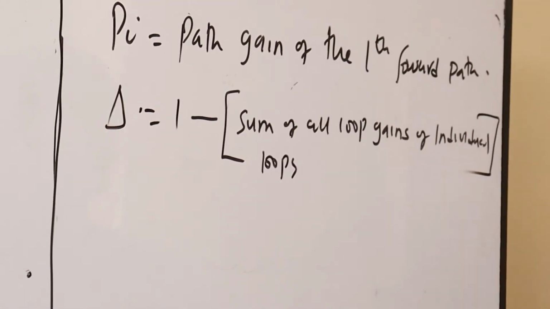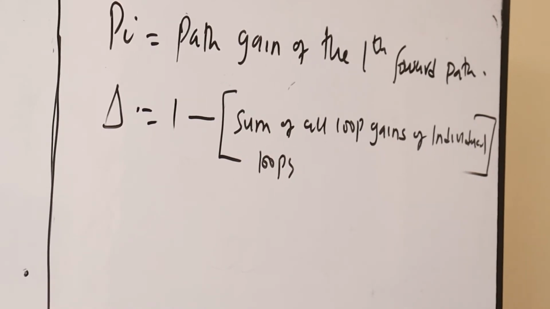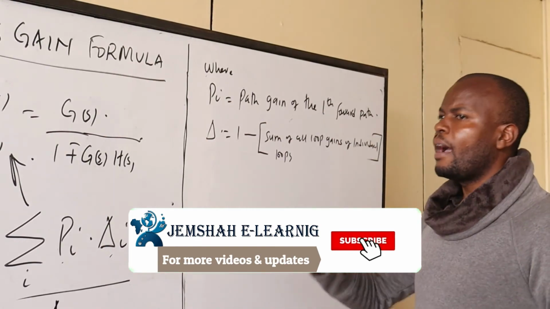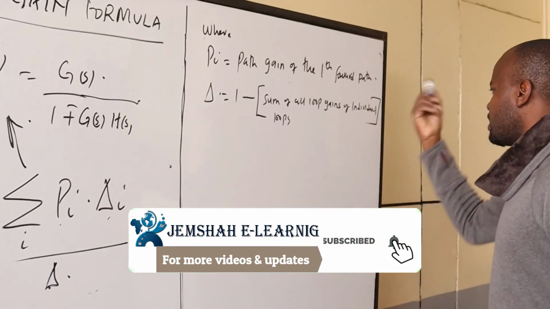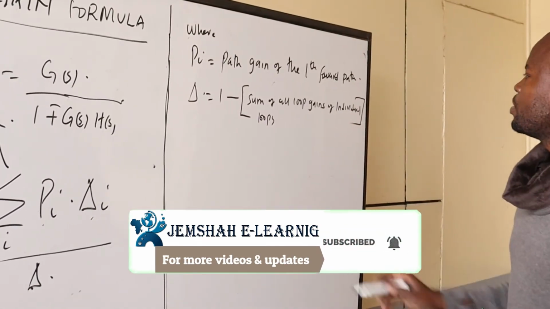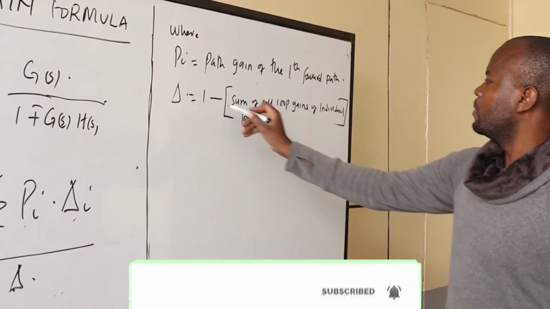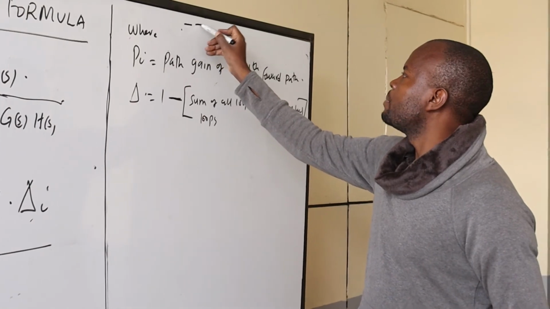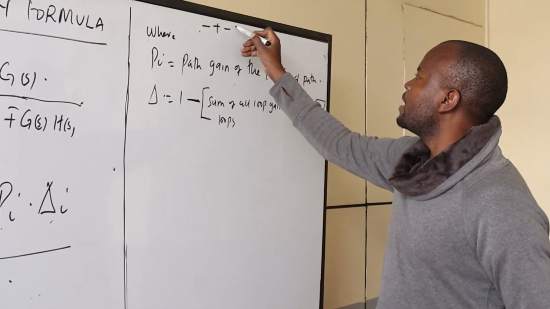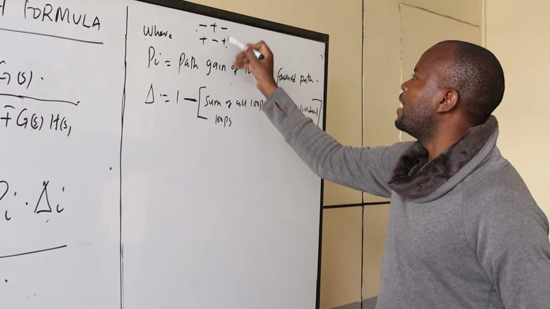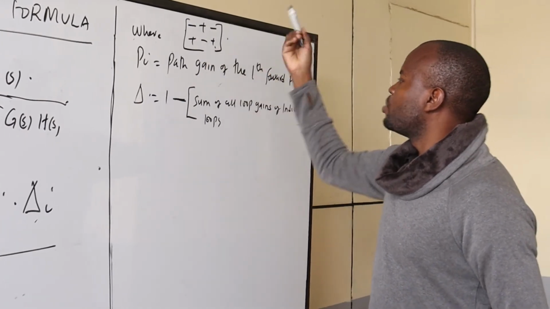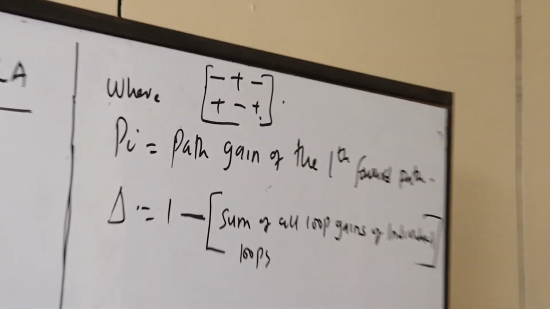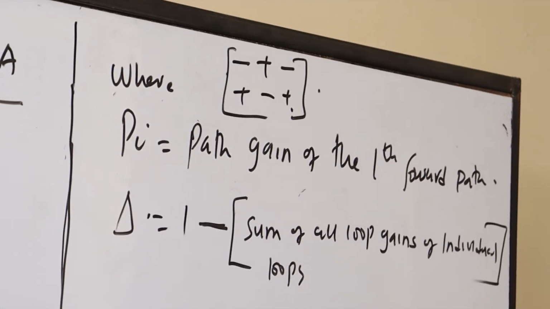So that is 1 minus that. So you are going to look at the loop gains, the individual loops, like how many loops do you have, and what is the sum of all of this, and that is what you are going to get there. And the formula always alternates, just like the matrix: minus, plus, minus, plus, in that order, until you get to where your particular signal flow graph will lead you to.